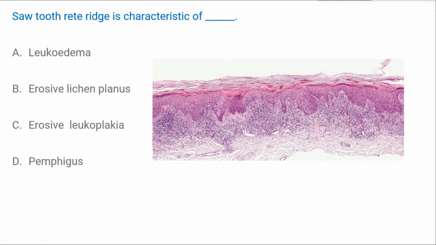So we'll move on to the next question. Okay. Sawtooth rete ridges is a characteristic of which of the following? I think this is direct. Even if it has been rephrased or paraphrased as a clinical or a histologic question, the key word here would be sawtooth rete ridges. Okay, so that directly points us to lichen planus.